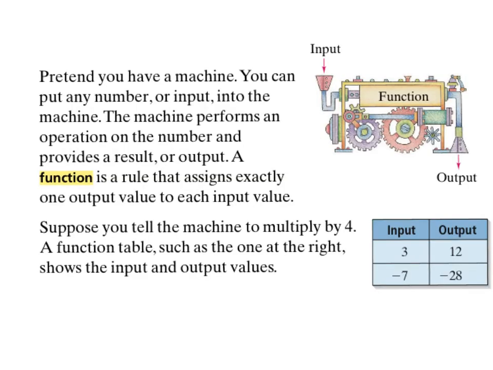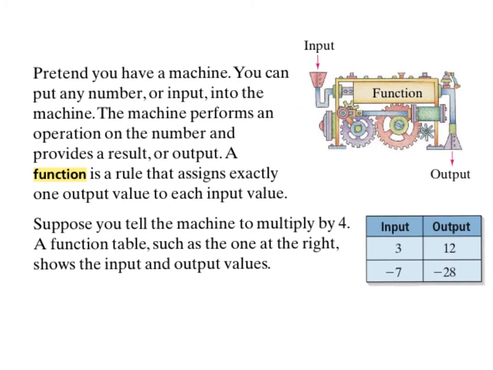Let's pretend you have a machine. You can put any number or input into the machine. The machine performs an operation on the number and provides a result, or an output. A function is a rule that assigns exactly one output value to each input value.